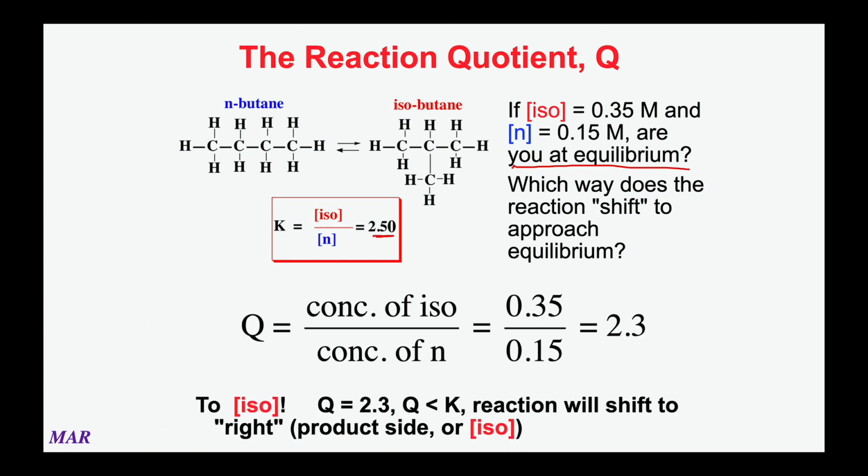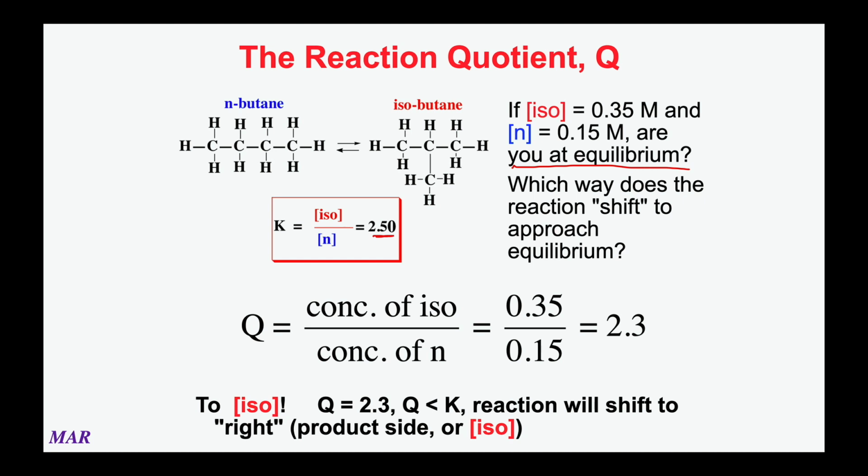So first of all, Q, we need to calculate it. And Q has the same form as K. It's products over reactants, raised to their coefficients, etc. So in this case, it's isobutane divided by N-butane, 0.35 divided by 0.15. It comes out to be 2.3. Q, 2.3, is less than K, 2.50. So that means that Q and K are not the same. We are not at equilibrium.